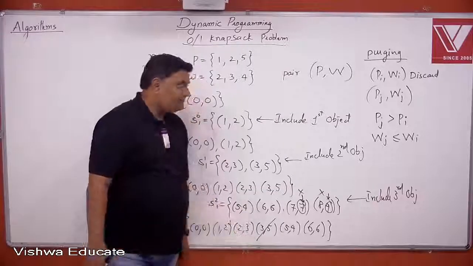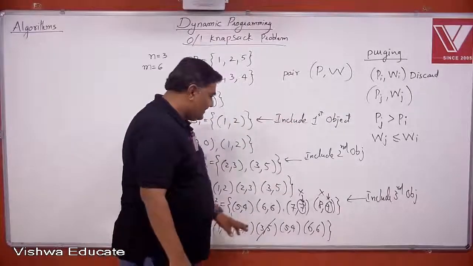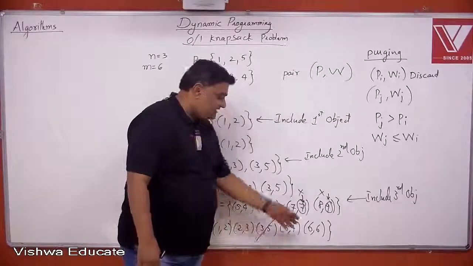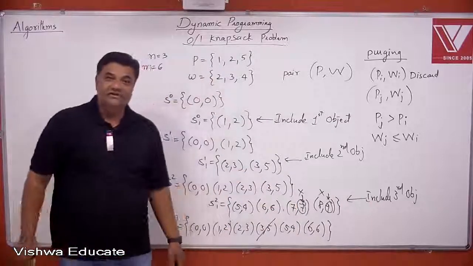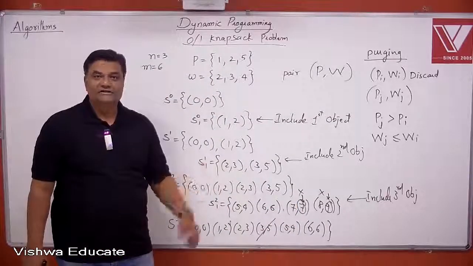Now 1 is discarded because of the purging rule, right? Because the profit is increasing, weight cannot decrease or remain the same. Weight should also increase.